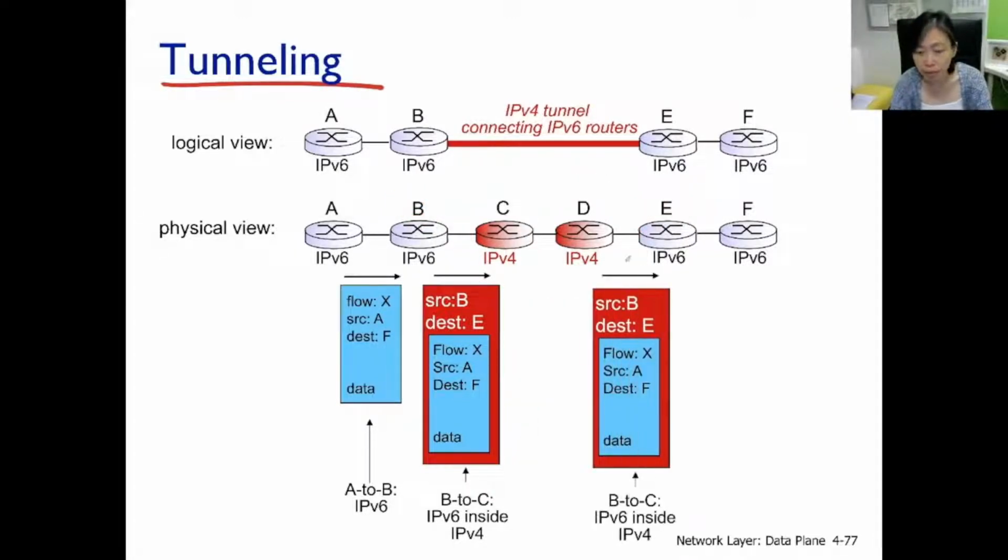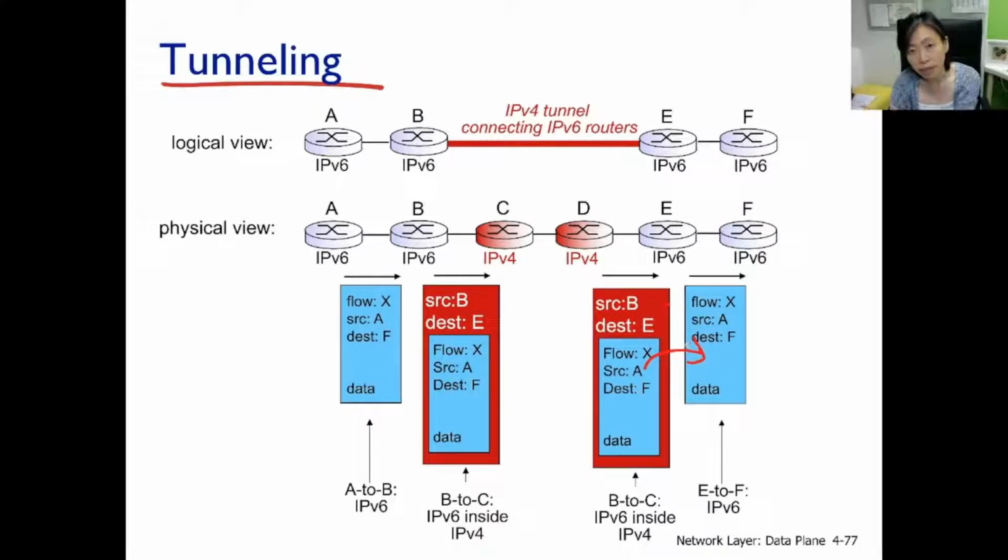So E is going to receive the packet next, and being the border router, the other end of the tunnel, E is just going to extract the blue packet out of the red one and forward it down to the rest of the IPv6 space. And this is when F here receives the packet that is supposed to go to F.